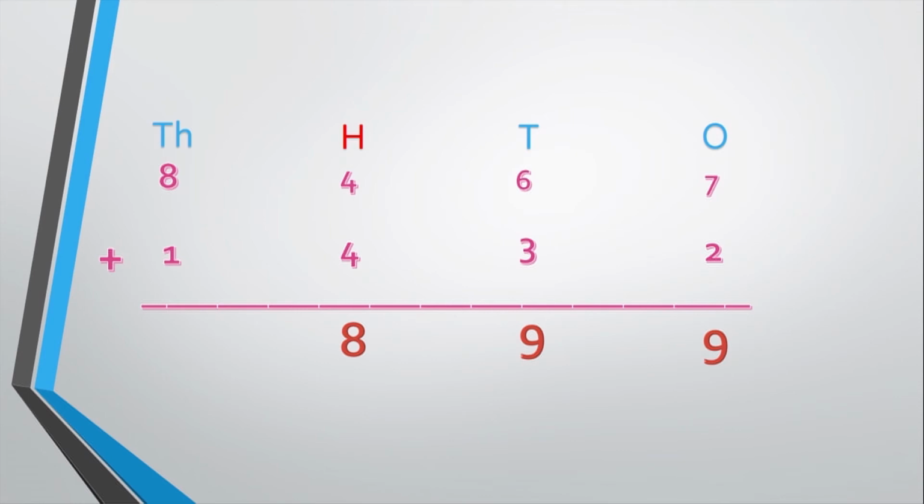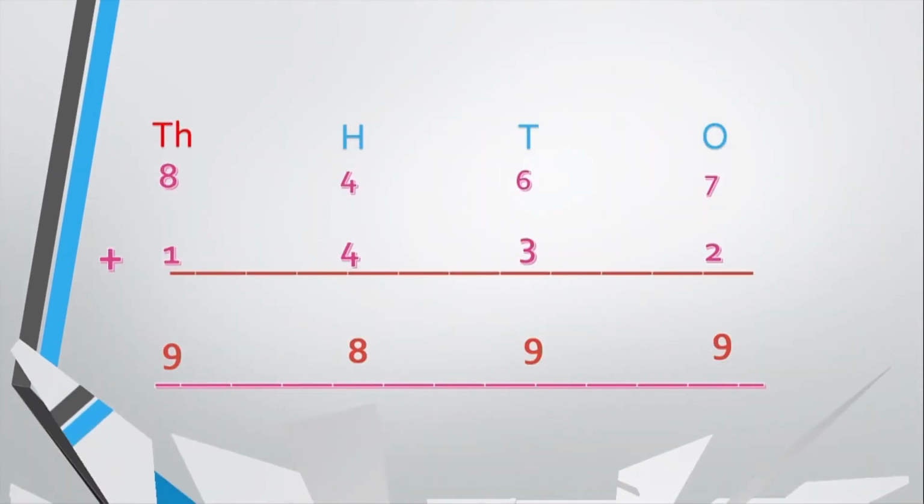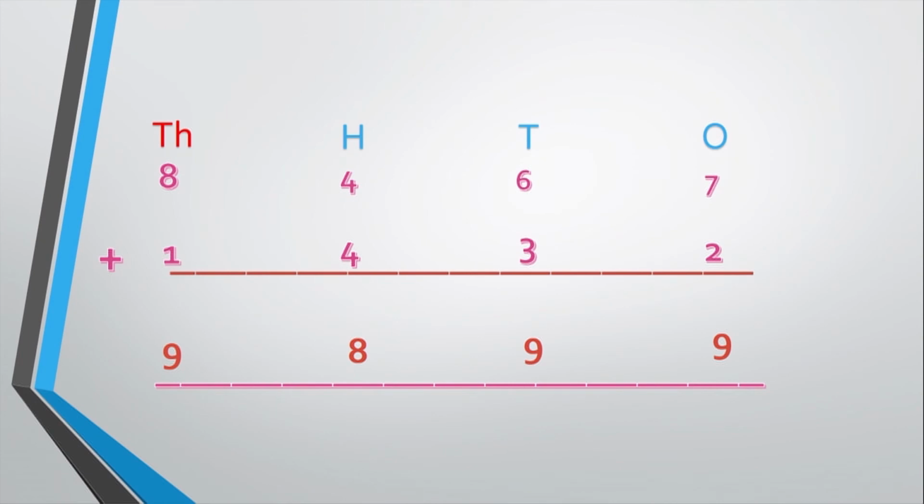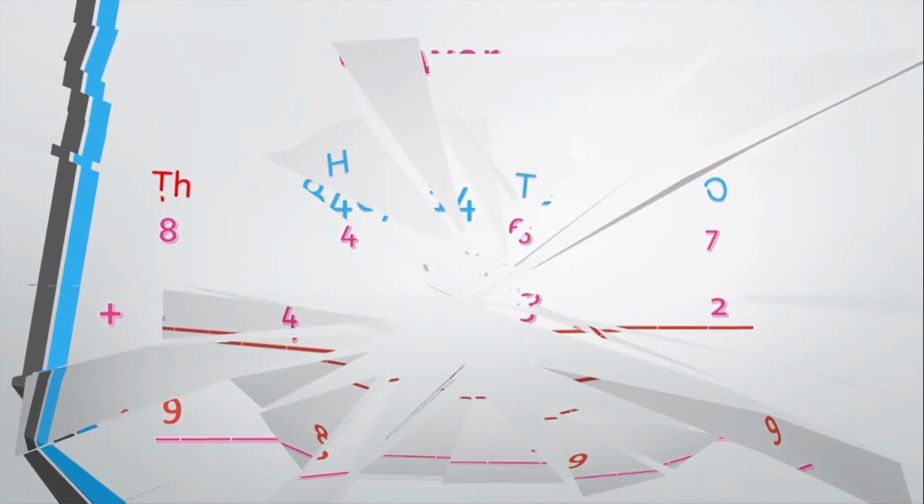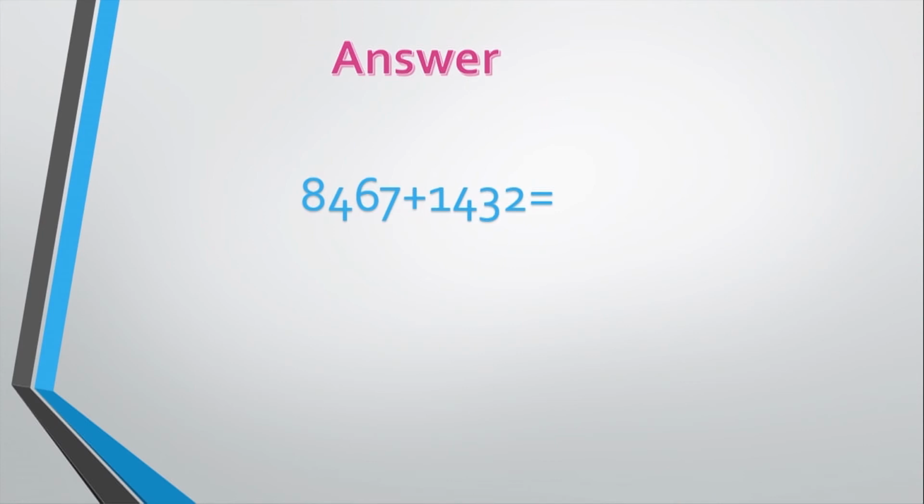Last one. We are on our thousands. We have 8. We have 1. And 8 and 1 will give us 9. And now it seems like we have our entire answer because we worked everything out. So what is our answer here now? 9,899. Excellent work. So the last thing we'd have to do, put it back where it came from.